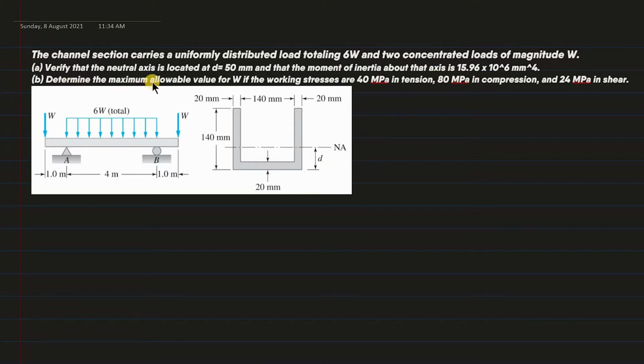And letter B, determine the maximum allowable value of W. So, andito yung mga working stresses. 40 MPa, naka-specific na siya, in tension and in compression and 24 MPa in shear. So now, kung makikita natin mga bis, our section is unsymmetrical. Unlike our first three examples which are symmetrical in nature.